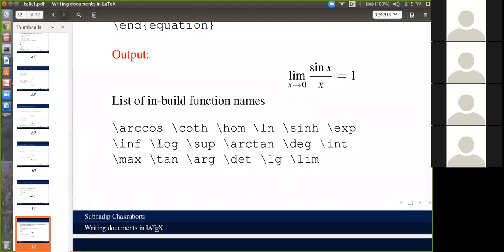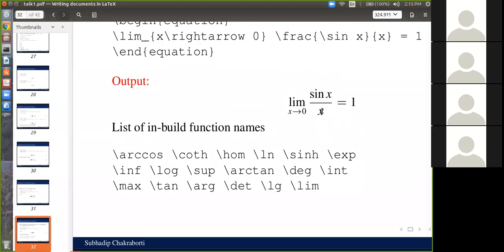So arccos, log, arctan, natural log, limit, exponential. There are some well-defined, previously installed functions which give you the sine function, and if you put slash limit, it will give limit, not in italic font. Okay, so now we'll write it like this, limit x tends to 0.